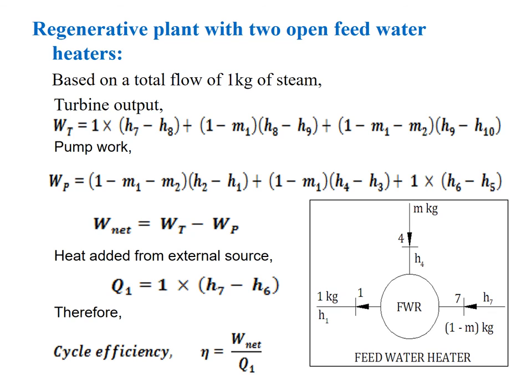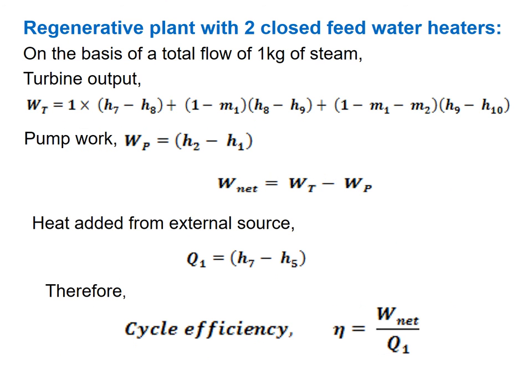You have one feed water heater. One is input m kg. From this side, you're going to add 1 minus m kg. So m gets cancelled and you get only 1 kg of steam. So 1 minus m1, then 1 minus m1 minus m2 if you have two feed water heaters. Similarly the pump, and similarly you get the efficiency. So that is for the open feed heater, and this is for the closed feed heater.